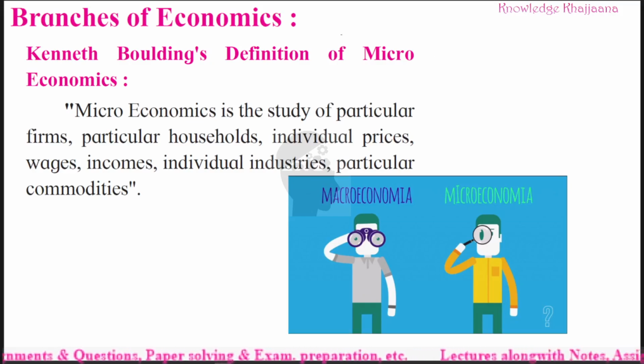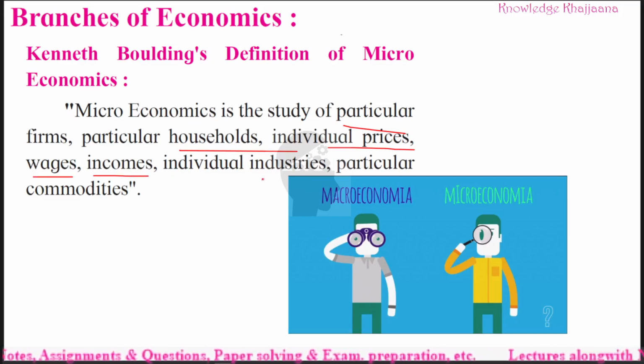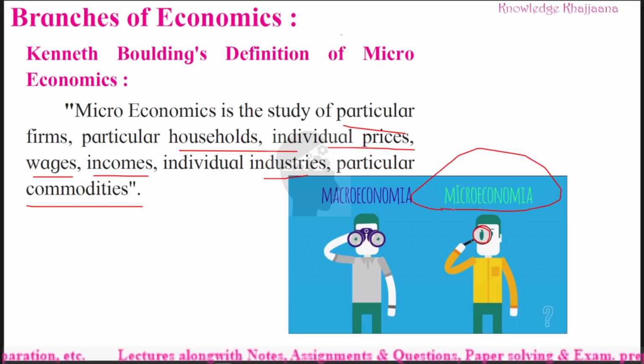If you look at Kenneth Boulding's definition, microeconomics is the study of particular firms, particular households, individual prices. Individual prices means prices of specific commodities, specific goods. Wages of specific labors, incomes, individual industries, particular commodities, etc. So all these are learnt in a microscopic way, means in a detailed way, under microeconomics.